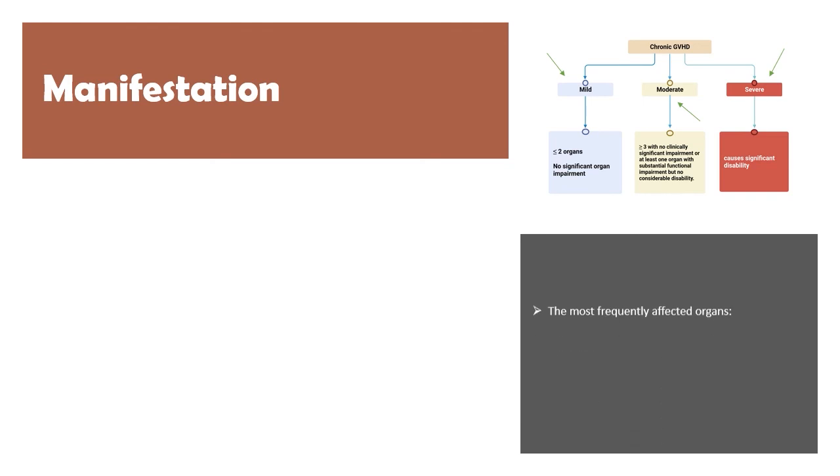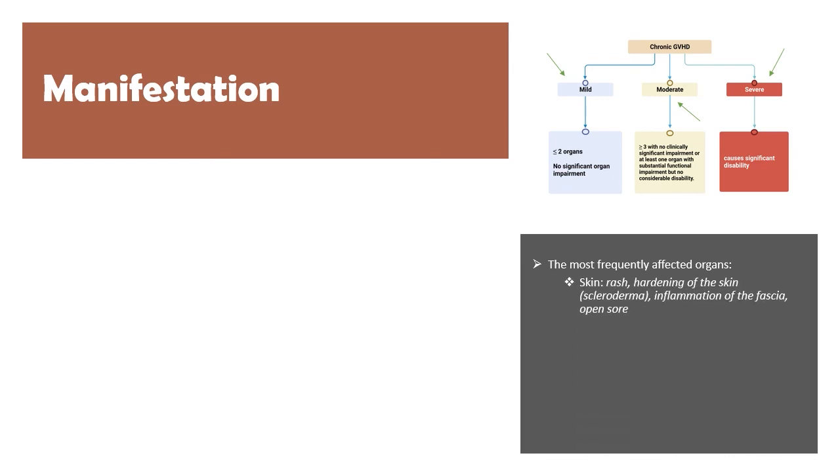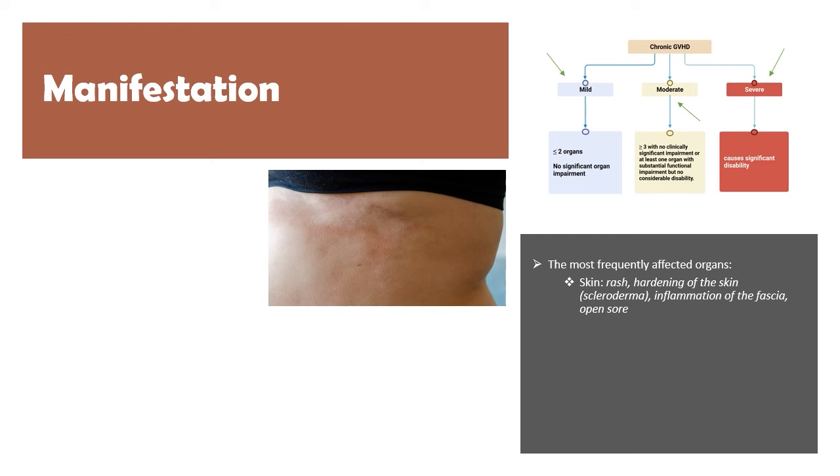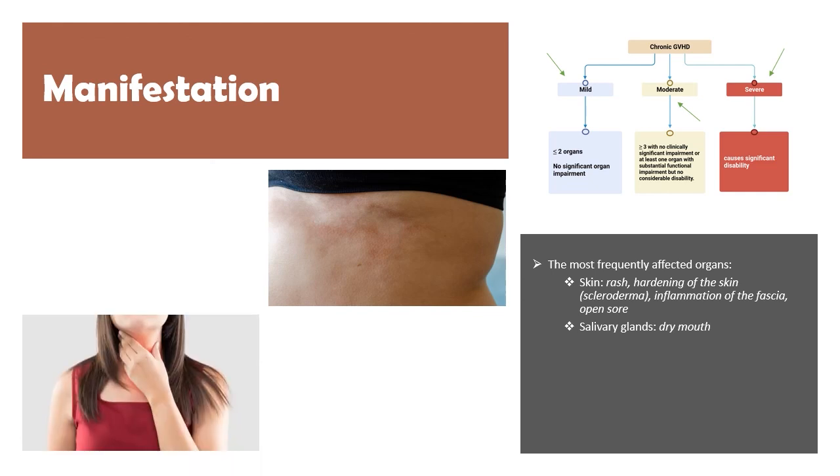Now let's talk about the most frequently affected organs in the setting of chronic graft versus host disease. The first organ is skin. Chronic graft versus host disease can present as rash, hardening of skin or scleroderma, inflammation of the fascia under the surface of the skin, and open sores. The next organ is the salivary gland. Chronic graft versus host disease can present with dry mouth.